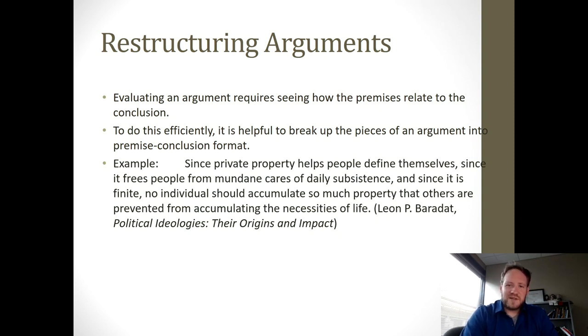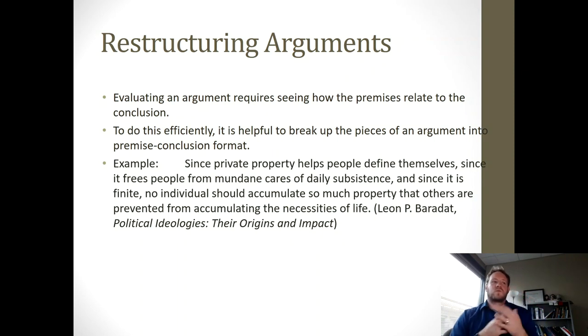If you want to take a second, pause and try to figure it out yourself. Well, there's really only one. Since there's three since-clauses here already included, we're already left with just one statement remaining. No individual should accumulate so much property that others are prevented from accumulating the necessities of life, right? And then these statements are all reasons in favor of this conclusion, right? So those are all premises, right?